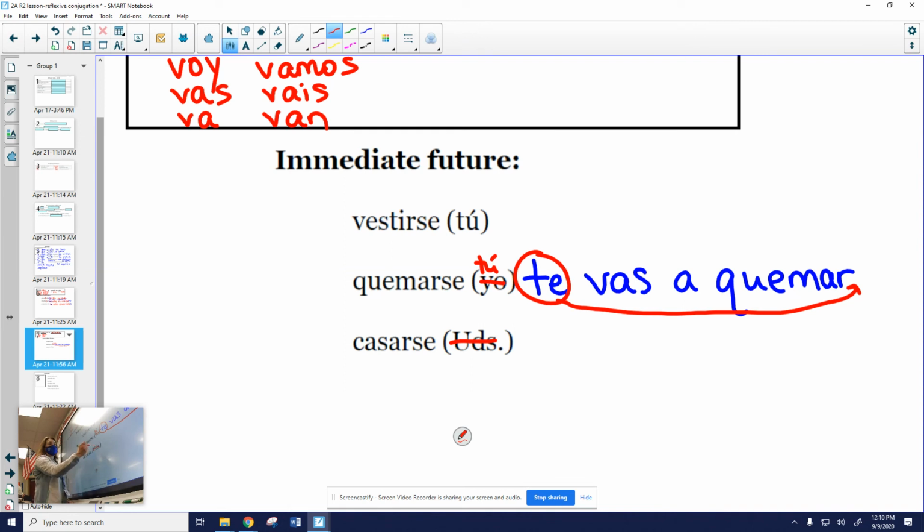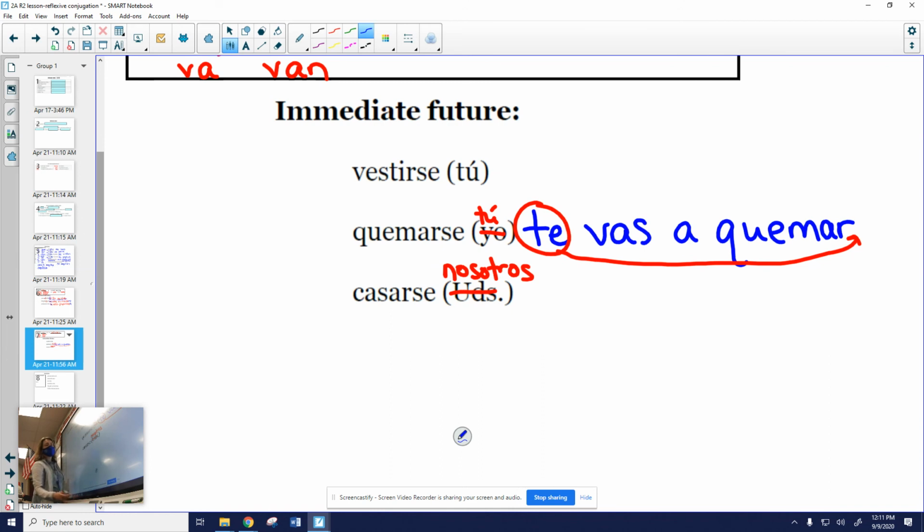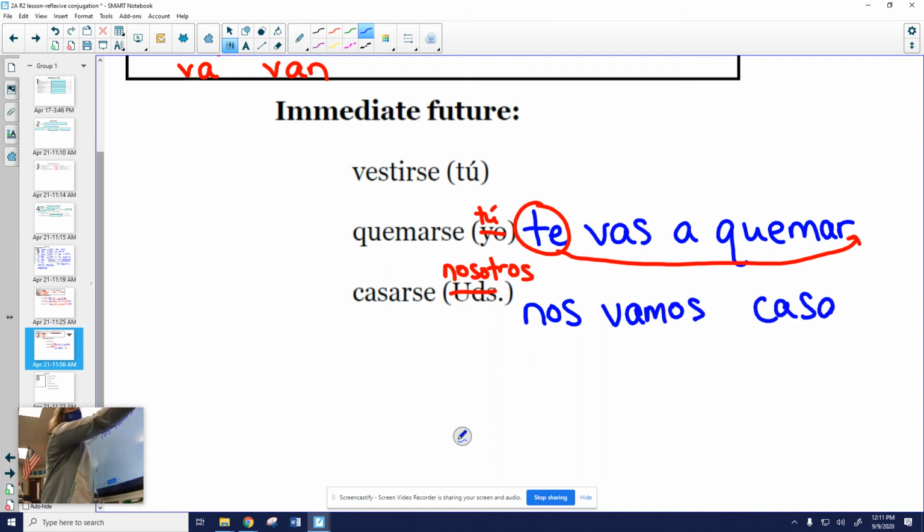I think on your paper it says casarse, nosotros, doesn't it? Which reflexive pronoun will we use to indicate nosotros? Nos. And which form of ir will we use to say we are going to get married? Vamos. Casar. Is this good enough? No, what am I missing? Ah, exactamente. Nos vamos a casar.